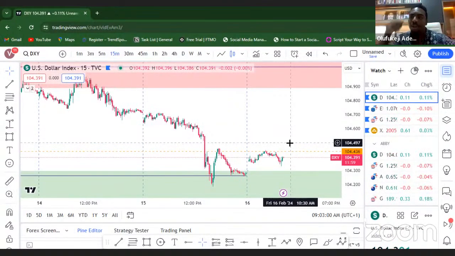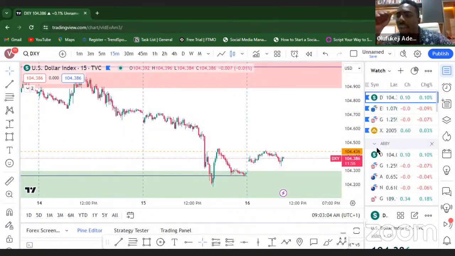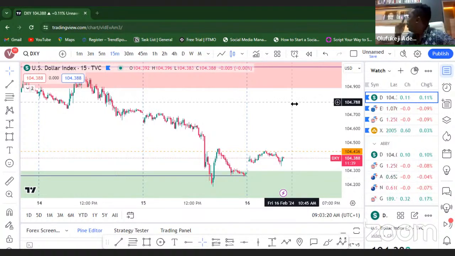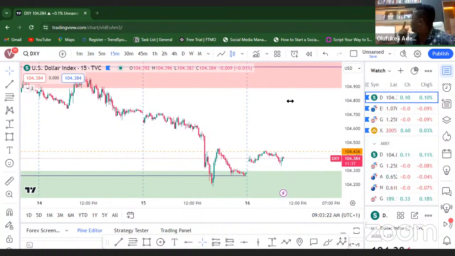What am I seeing today? Number one, today is a Friday. Fridays are very tricky, especially during the New York session. You see some sharp moves. Demola is good, man. Some sharp moves in the market on Fridays, so bear that in mind. Number two, as much as is possible, what I'm seeing today is very tricky.